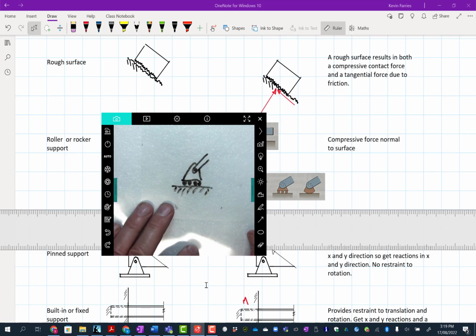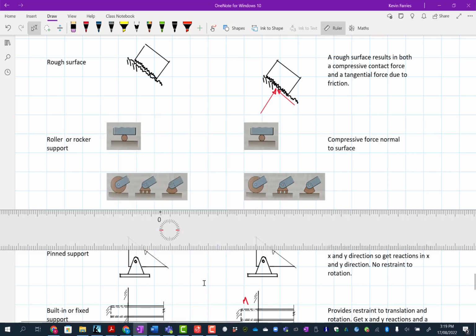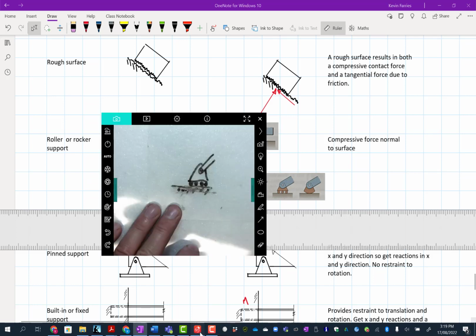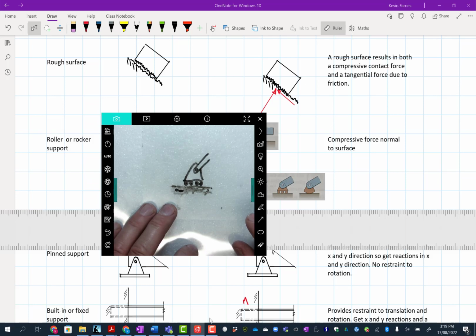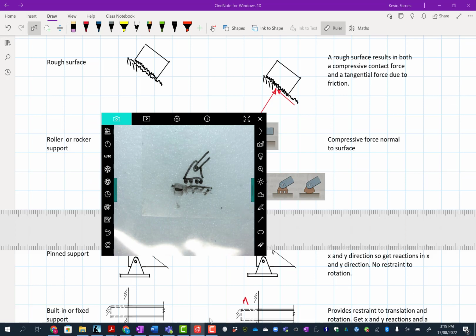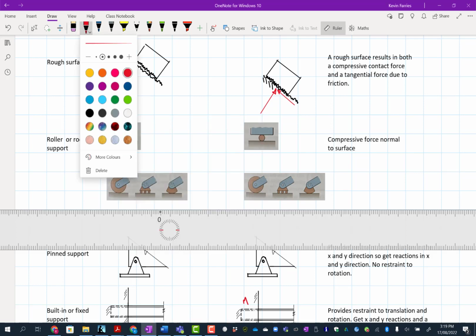So again for this one, it could roll this way, so there's no reaction force in that direction. Could roll the other way, so no reaction force in this direction. Could lift off, so there's no tension, because it could lift off here like that. The one thing it can't do is push into this surface. So again, you've got a reaction perpendicular to the surface. And that's the same for all of these.